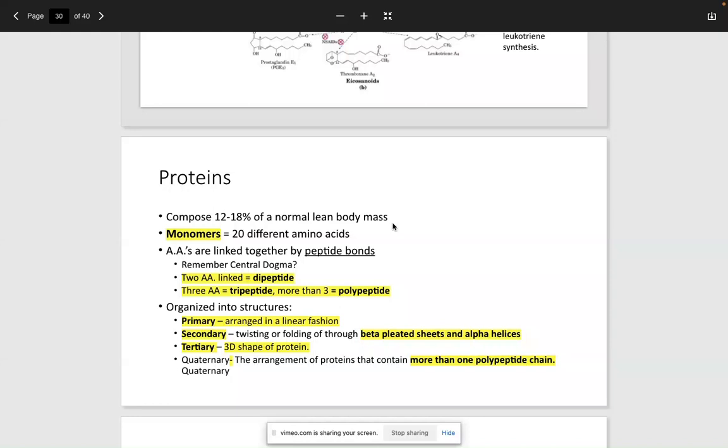So again, just to go through that, it's important to know that proteins' basic building blocks are amino acids, and that amino acids combine through peptide bonds in order to form proteins: di's two, tri's three, and then poly's more than three. Knowing the different organizational structures: primary being a linear sequence, secondary being the formation of alpha helices and beta pleated sheets, tertiary being three for tertiary, right? 3D shape, and then four is an association with more than one polypeptide.